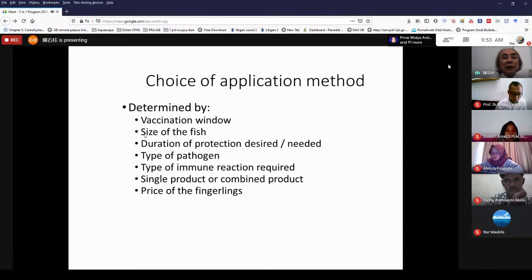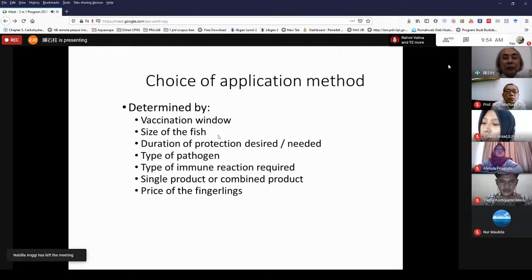Okay, the second one is the size of the fish. If the size is too small, maybe it's difficult to do IP injection. So you can choose oral vaccination or immersion vaccination as the primary vaccination. But after they grow up to 5 grams or 20 grams, you can use IP injection as a booster and make good protection for the duration. In a 2-shot vaccination, one shot at the small larvae stage we can use immersion or oral, and after they grow to the young fish or fingerling stage, we can use injection. So it means two shots, one oral, one injection.